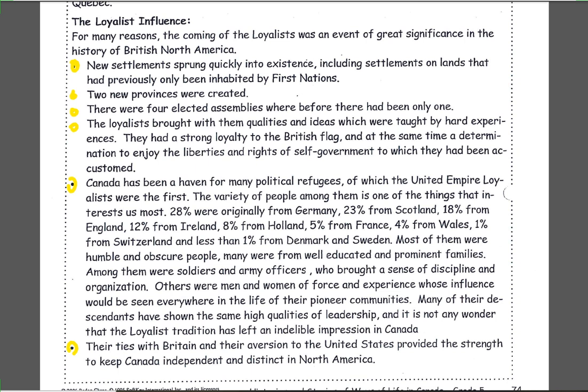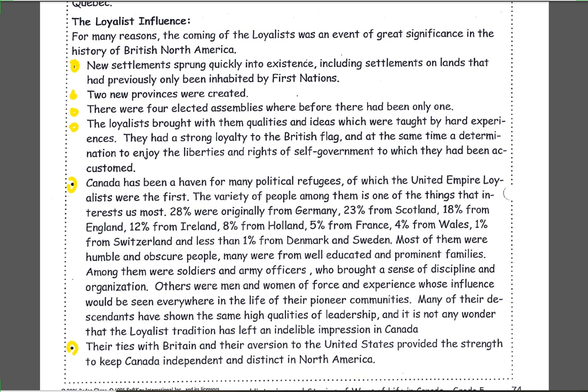Most of them were humble and obscure people. Many were from well-educated and prominent families. Among them were soldiers and army officers who brought a sense of discipline and organization. Others were men and women of force and experience whose influence would be seen everywhere in the life of their pioneer communities. Many of their descendants have shown the same high qualities of leadership, and it is not any wonder that the Loyalist tradition has left an indelible impression in Canada.